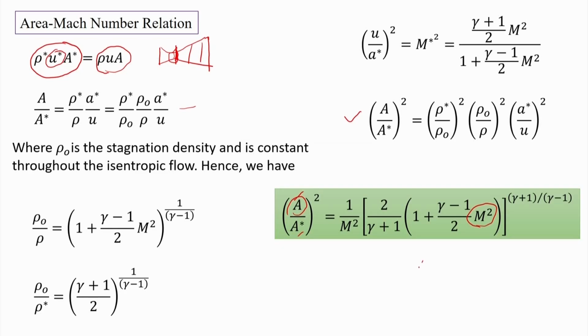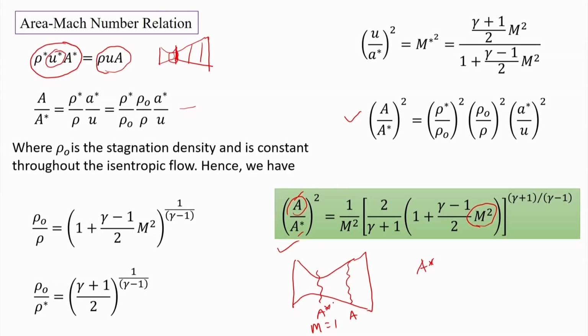So if A star is known... if this is a convergent divergent nozzle, then in this nozzle this is called A star, which is the minimum area at which Mach number is 1. Then if this area is known to us, we can find out the Mach number in any area. Suppose that this is A. This A upon A star is known from the left side.